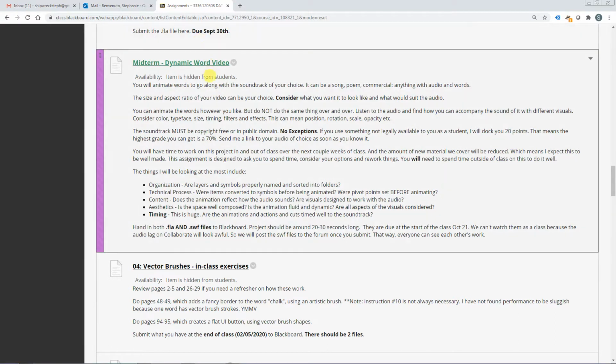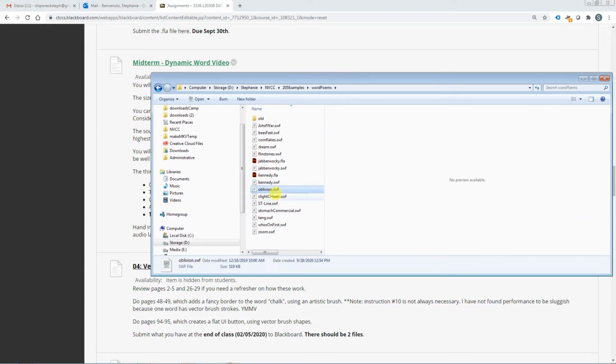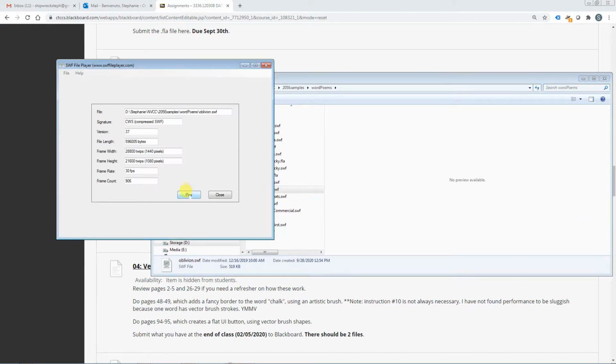So your midterm is to make a dynamic word video, and I'm going to play one right now so that you know what on earth I'm talking about. But it's basically making images, but mostly text, timed to something that has words to it. All right, so I've got, let's see right here. Hopefully the sound comes through okay.